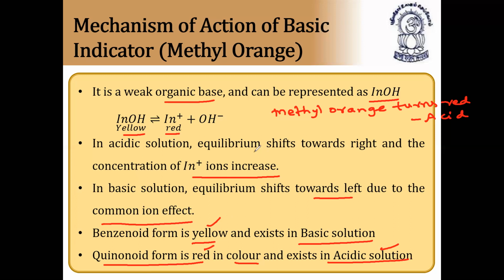So this is the second indicator. First indicator phenolphthalein, second indicator is methyl orange. So both are very, very important. Please note it down because from these indicators they will ask in the examination.